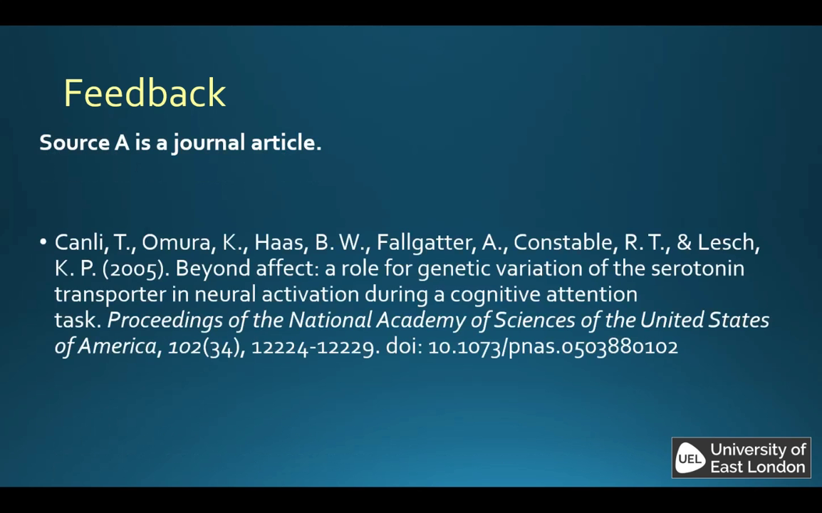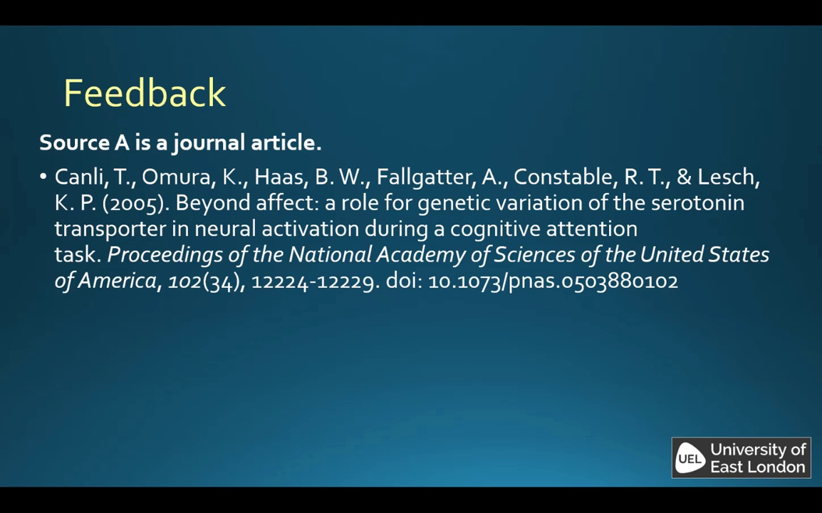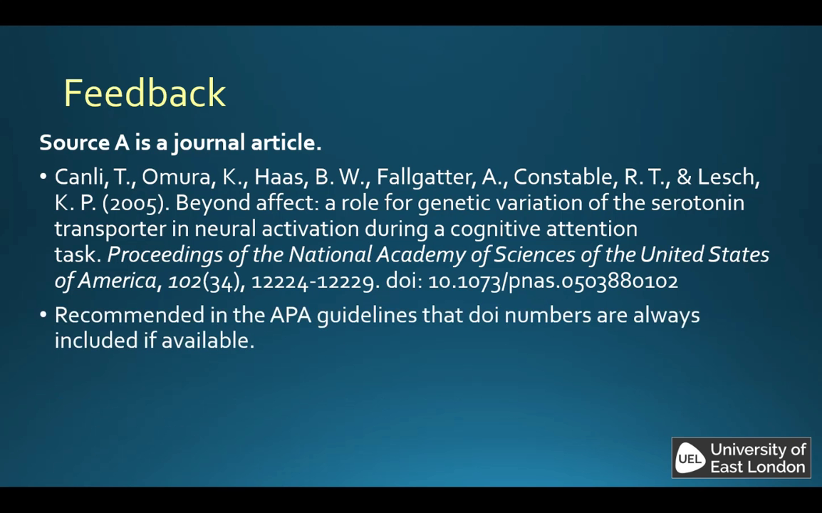Feedback. So how did it go? Here's what you should have come up with as the full references, correctly formatted in the APA 6 style. Source A is a journal article. Note that it is recommended in the APA guidelines that if you can find a DOI number for a source that is available electronically, you should include it. Otherwise, this reference looks like any other journal article reference.